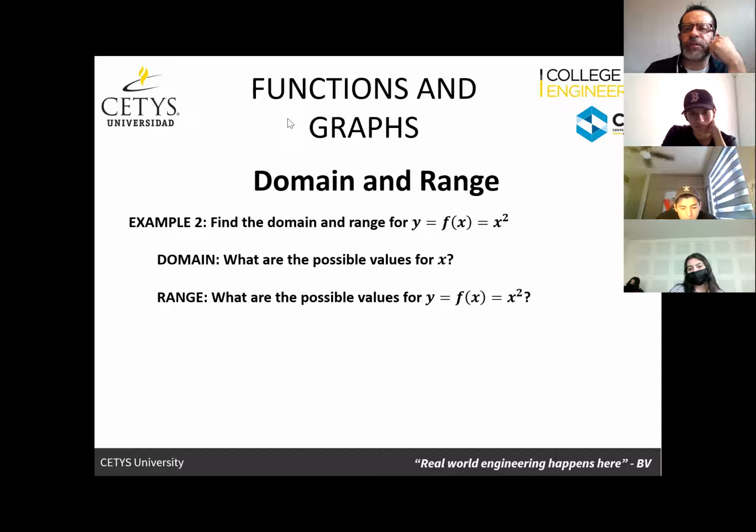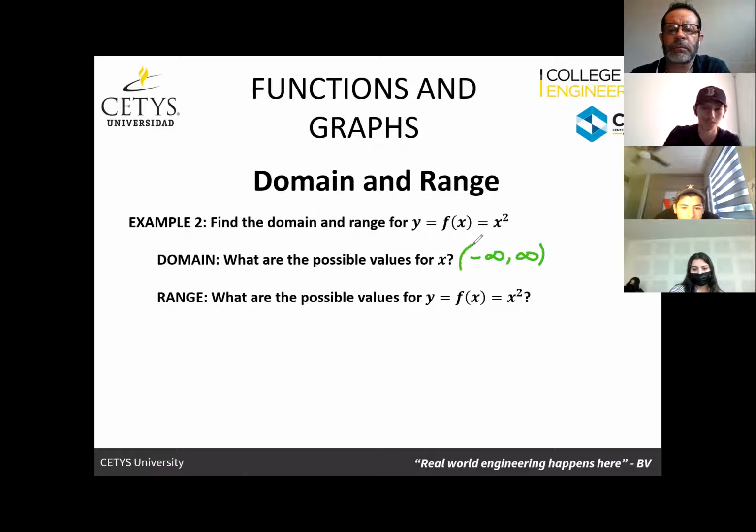What are the possible values of x? Well, it can be from minus infinite to infinite. No, it can be all the numbers. That's correct. Can you please explain what the logic was there? Well, I think that you can choose any number because any number has a square and it is a real number.